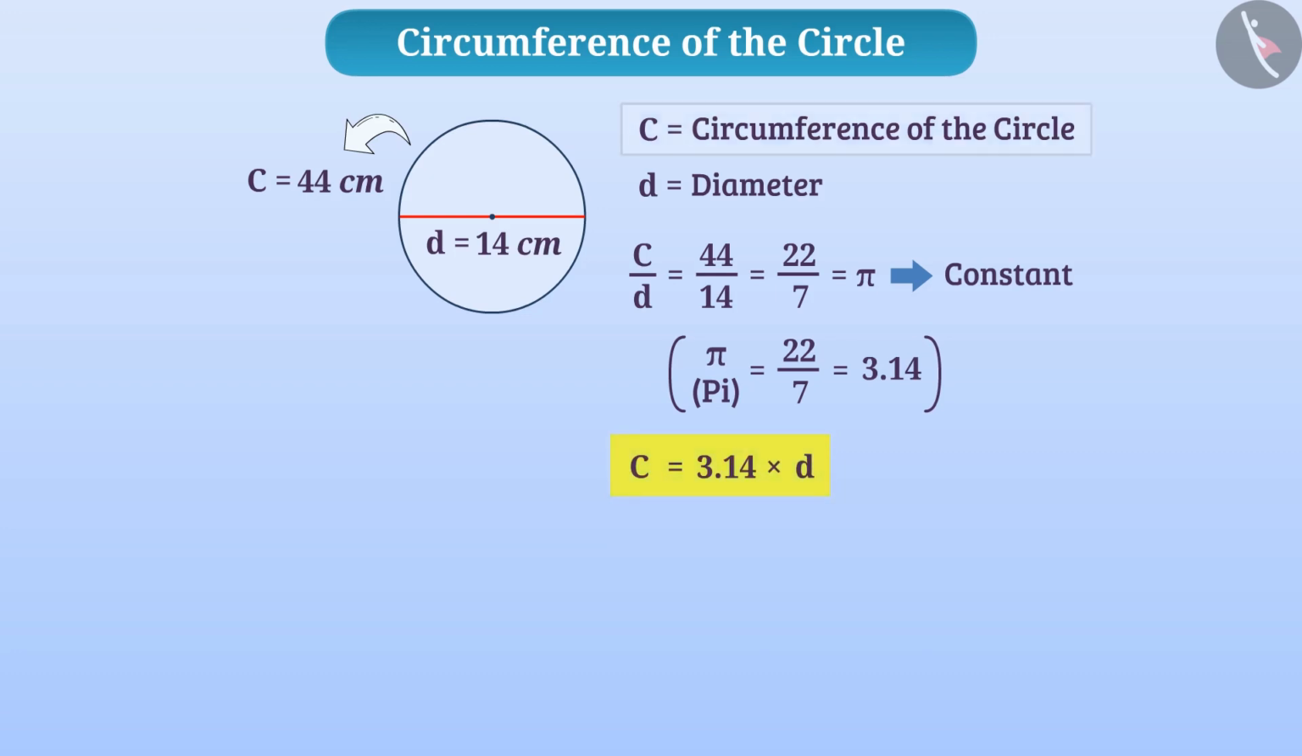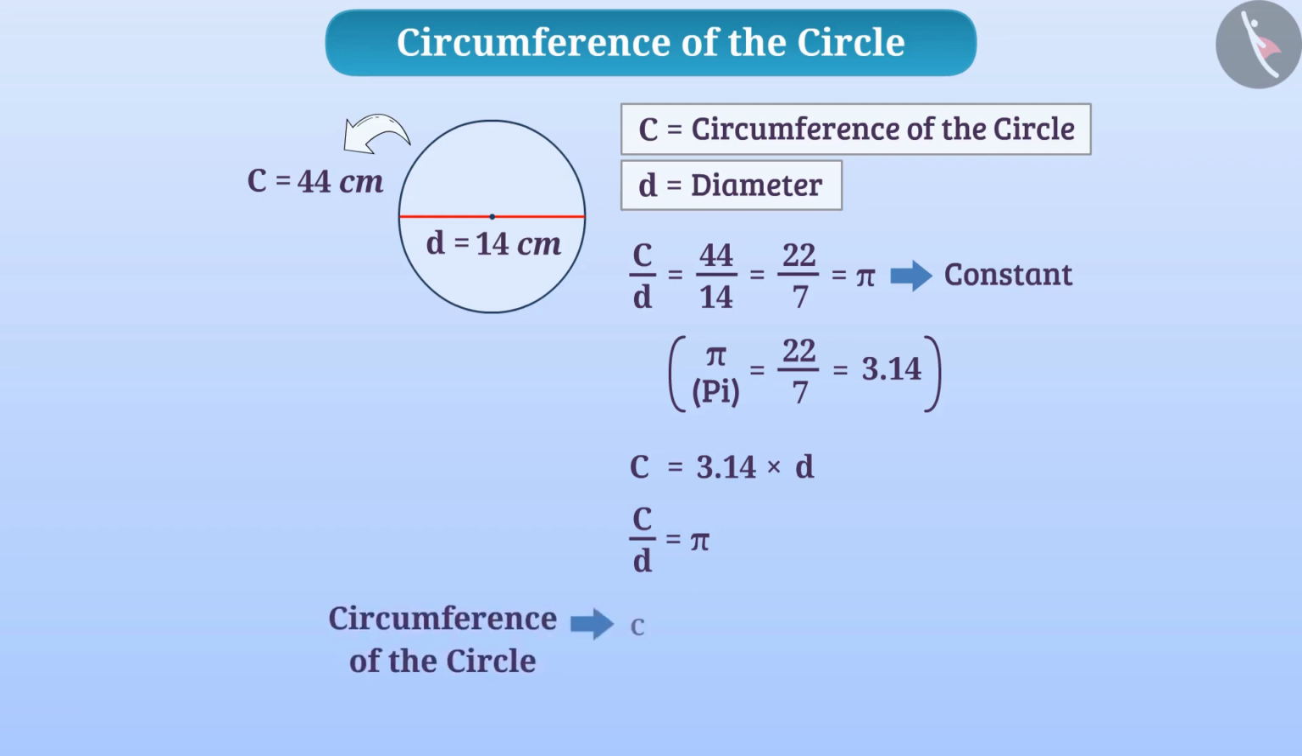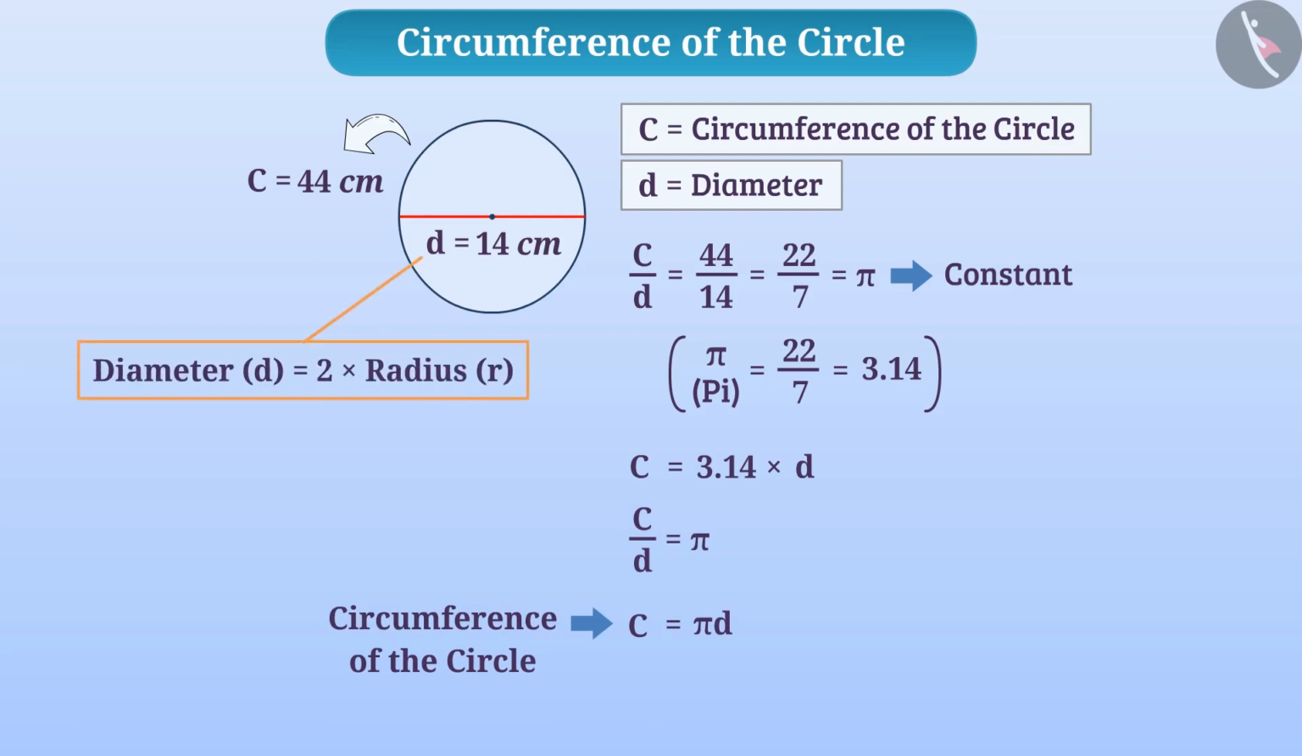If we represent the circumference by C and the diameter by d, then pi is equal to C by d. This gives us the formula to find the circumference of a circle: C is equal to pi d. Since the diameter is twice the radius, that is, d is equal to 2r, we can write the same formula as C is equal to 2 pi r.